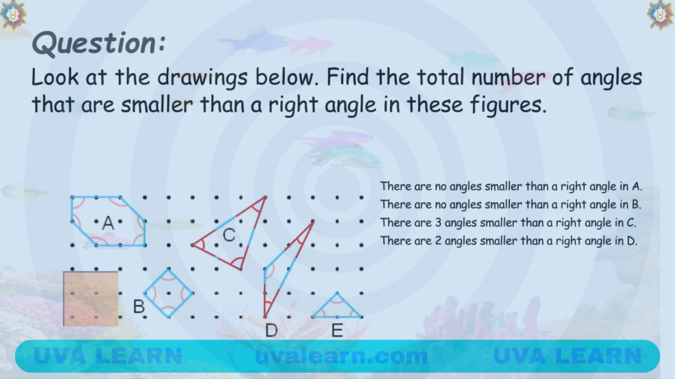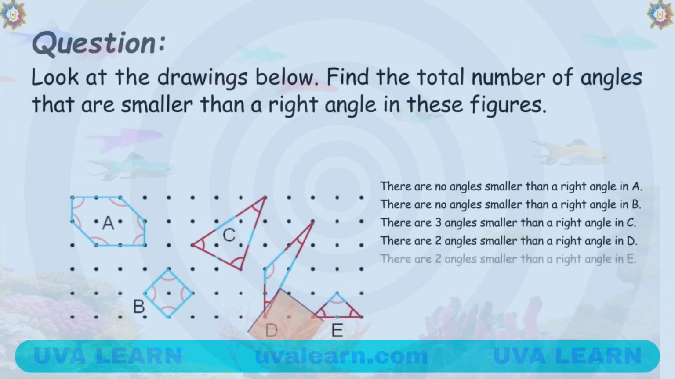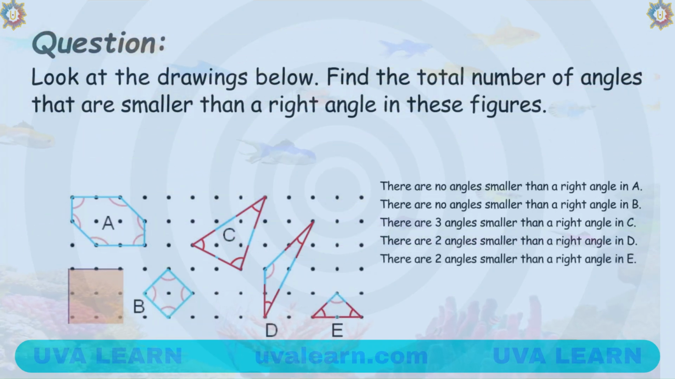Finally, let's check drawing E. Let's check with our right angle. Same as drawing D, there are 2 angles smaller than a right angle here also. The other angle is equal to a right angle.